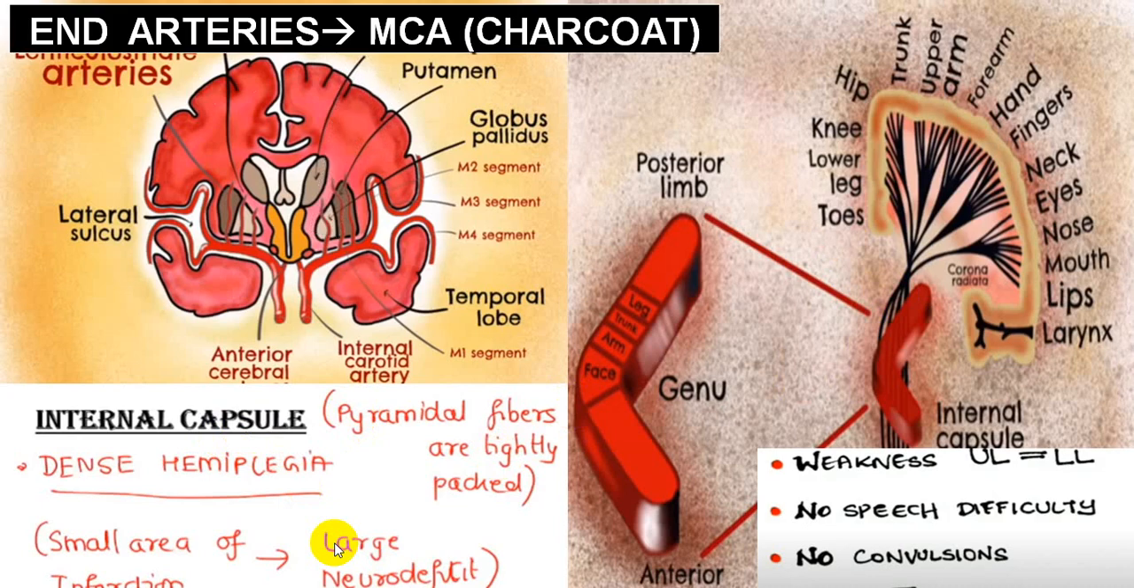And mainly, the internal capsule is supplied by what we call perforating arteries or end arteries from the middle cerebral artery. So those are penetrating arteries and they are more likely to get involved.